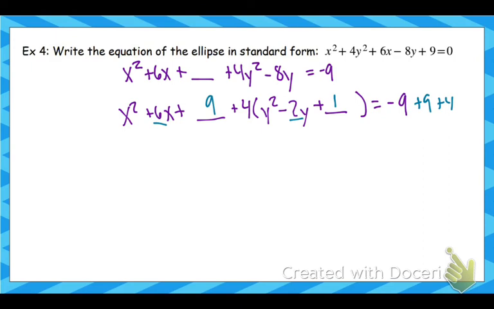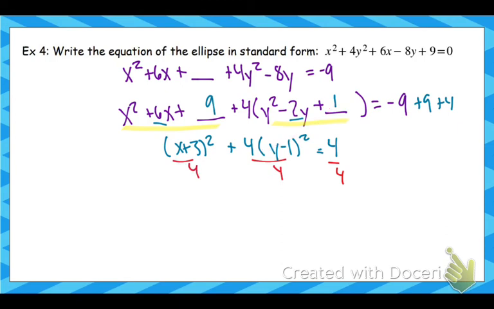So now let's go ahead and factor it. Okay, these first 3 terms are going to factor into x plus 3 squared. These next two, the 4 is still on the outside. Then the trinomial is going to factor into y minus 1 squared. And then everything on the right can simplify to 4. Well, we're still not quite done. Now we're going to go back to what we did in the last question. It has to equal 1. So let's divide everything by 4. So I've got x plus 3 squared over 4, y minus 1 squared over 1 equals 1. So now if you wanted to graph this, you'd have all the information that you need.